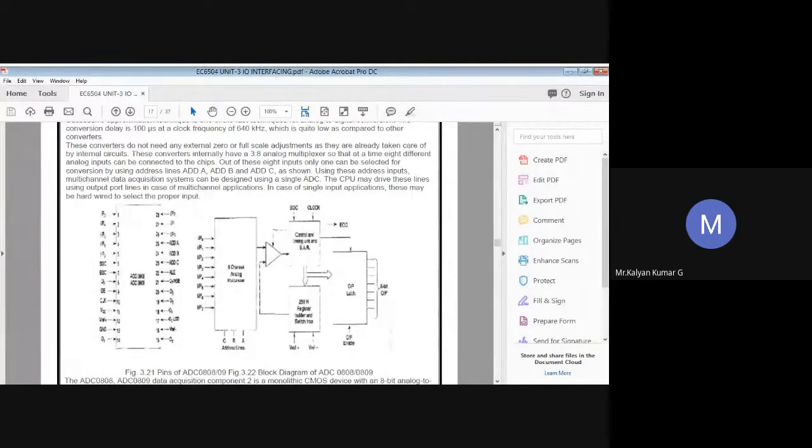OE, output buffer enable. This pin is used to read the digital data from the output buffer, only after getting a valid EOC signal. After the EOC signal, you can enable this pin, which can be used to read the digital data from the output buffer. And VCC, as I said previously, is a power supply pin with plus 5 volt, and ground is again a power supply pin with 0 volt.